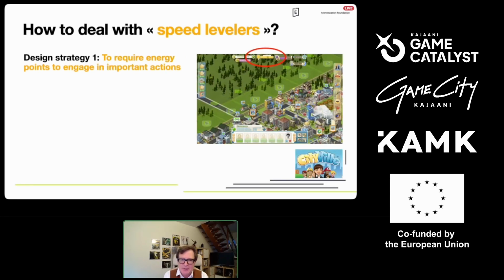A good example is Cityville. In Cityville, players are limited by what they call energy points. As I said, this is suited for mid-core to hardcore gamers.